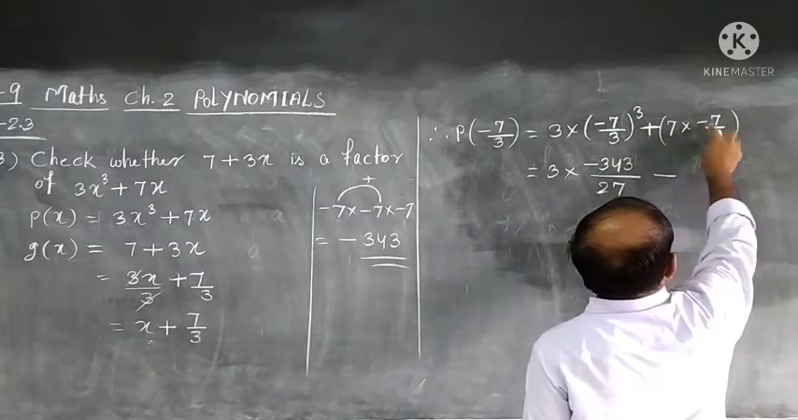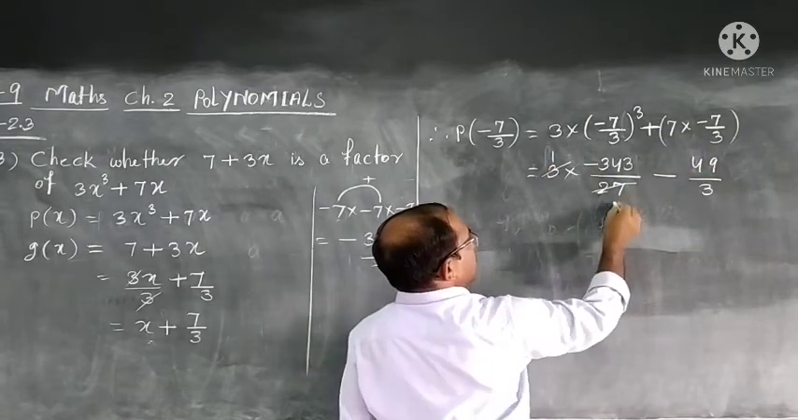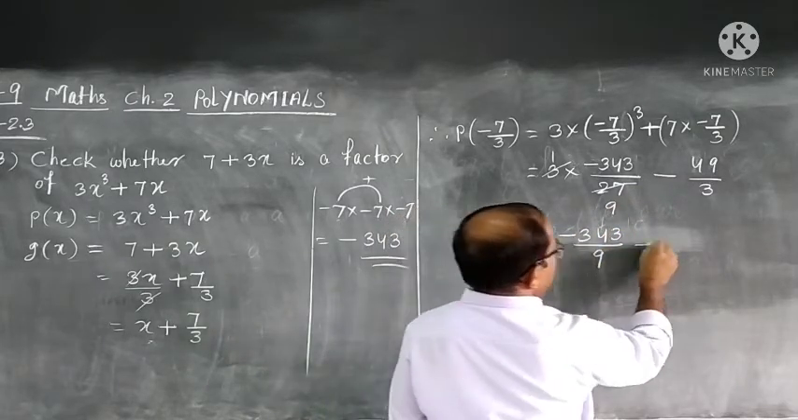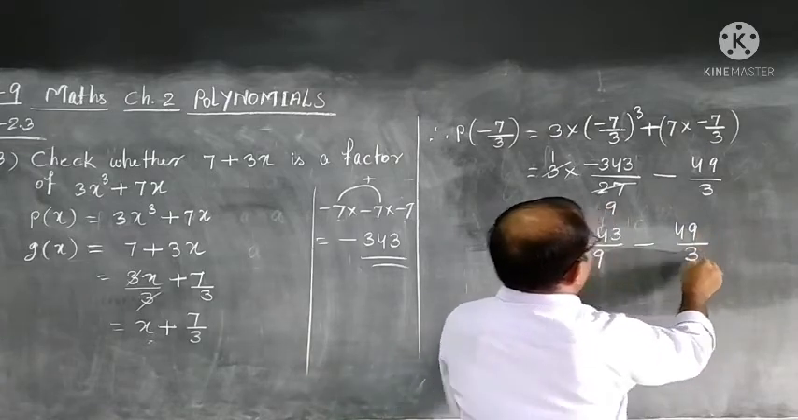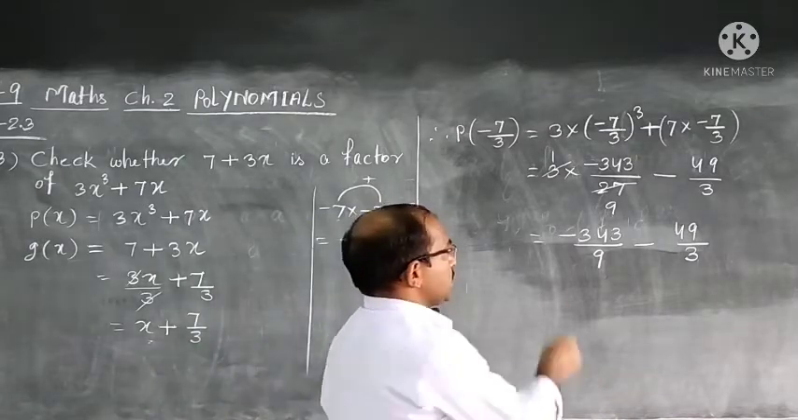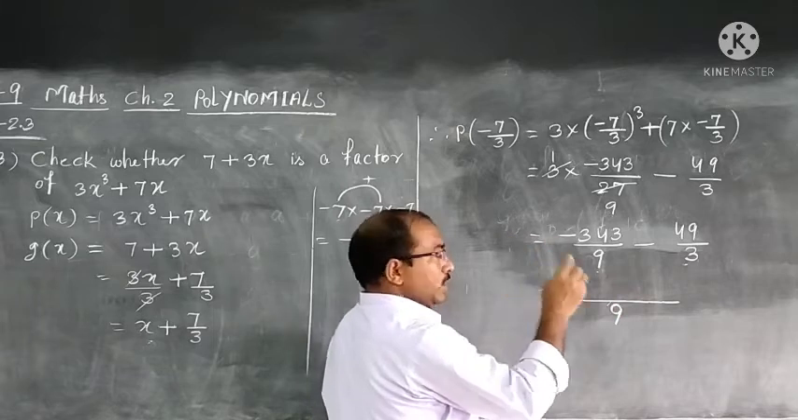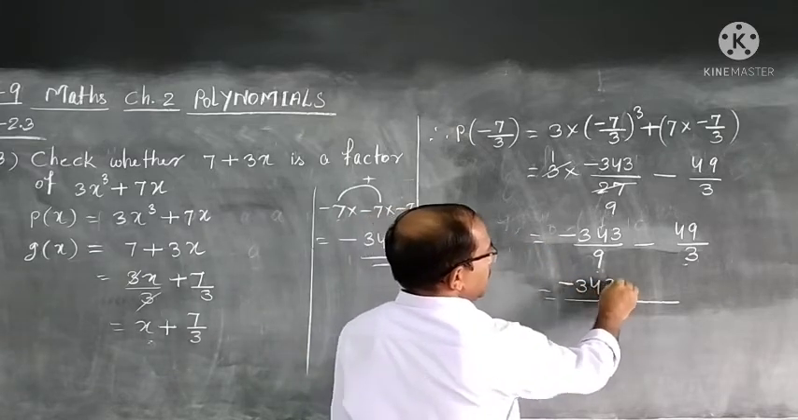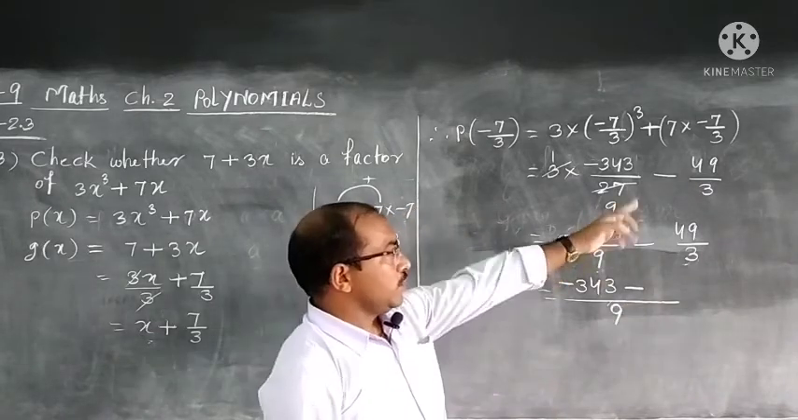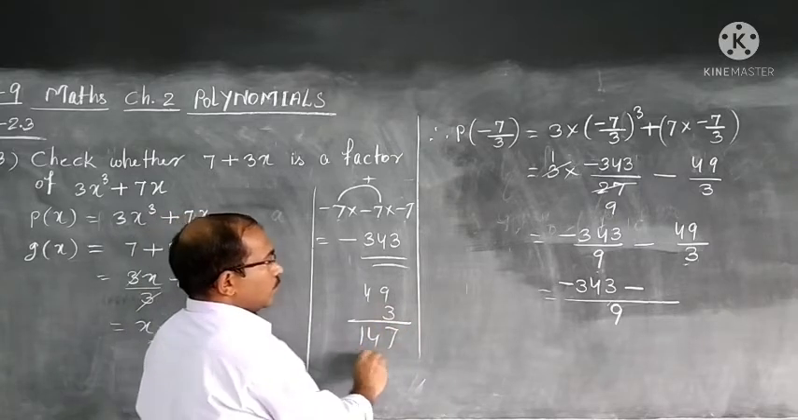Next is plus minus minus 49 by 3. Here it is possible to cut 3 9s. We get minus 343 by 9 minus 49 by 3. We get 2 rational numbers with negative sign. So, that means we have to take the LCM and work. 9, 3, LCM 9. 9 divided by 9 is 1, 1 into 343, 343, minus, 9 divided by 3 is 3, 3 into 49, what will it be? 3 into 49 is 147.